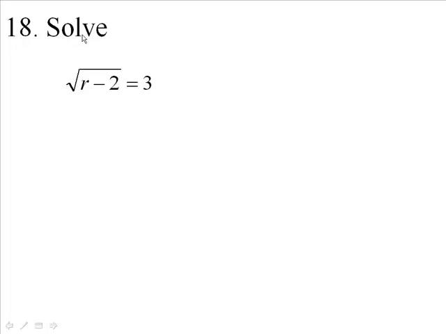Number 18, solve the square root of r minus 2 equals 3. Now when I say the square root of r minus 2, I've already read that incorrectly. Because this is not a square root. You say it looks like a square root. Yeah. But technically it's not a square root. That is a non-negative, or the principal square root.